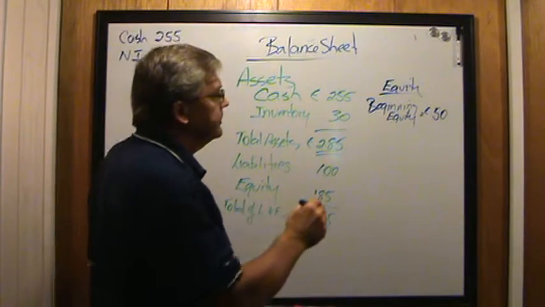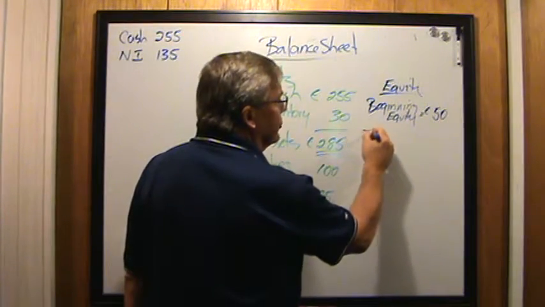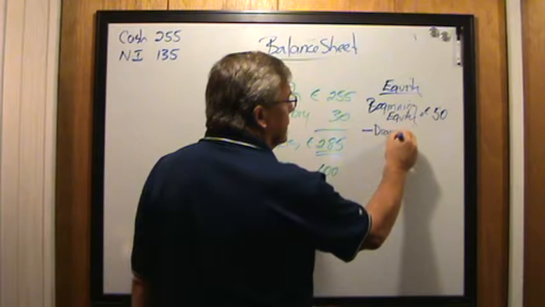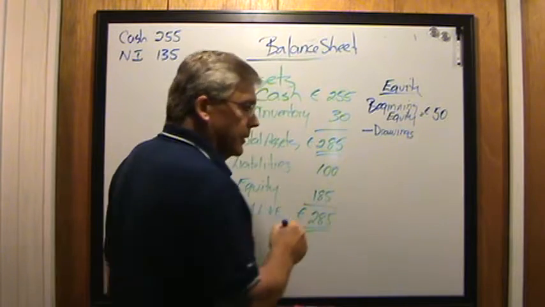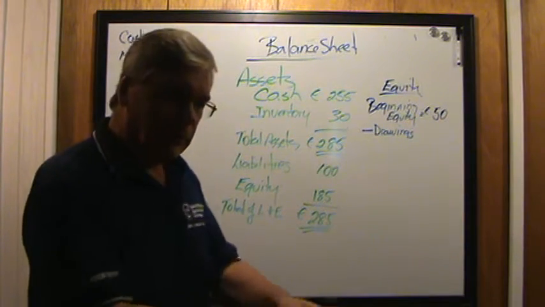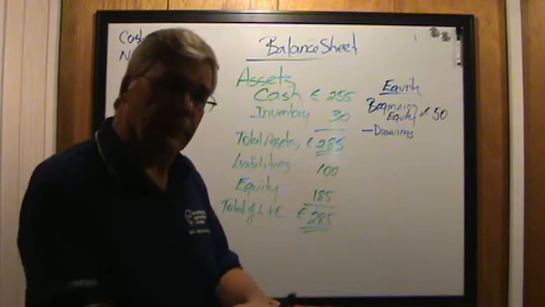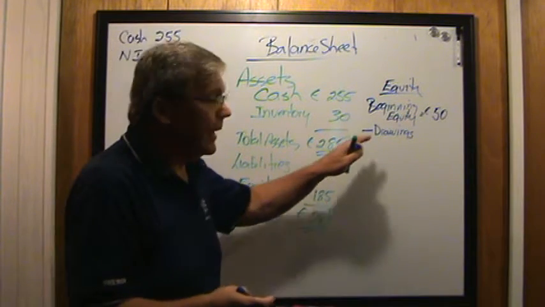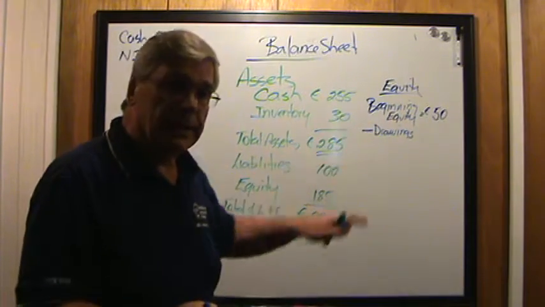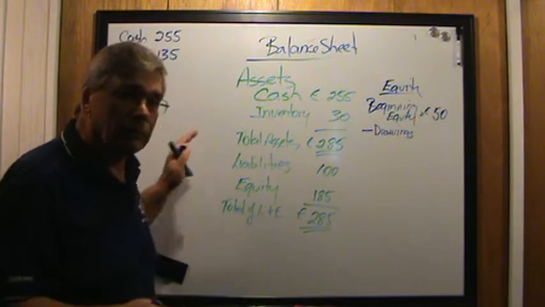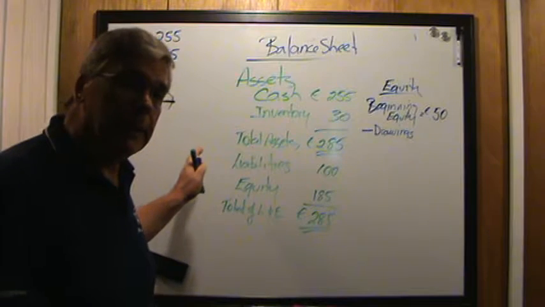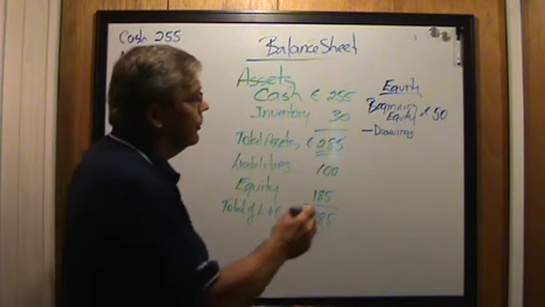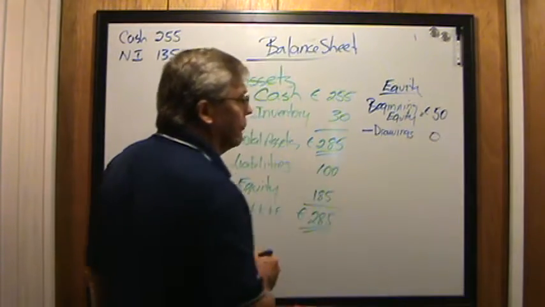Then you consider any drawings. So you subtract any drawings by the owner. So if they took money out for personal purposes, that's drawings, or sometimes it's called withdrawals. And that is subtracted to get the ending equity. Now we look at our cash flow, and that's where you'll find if there have been any drawings, and we find that there have not been. So in this case that's zero, so it doesn't have any effect.